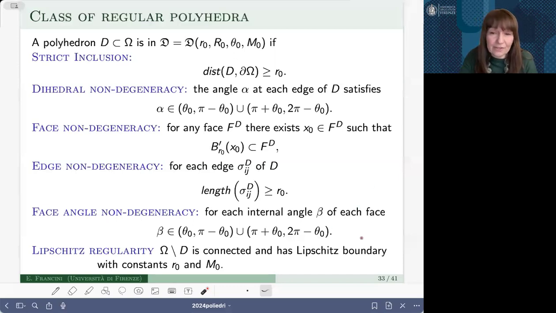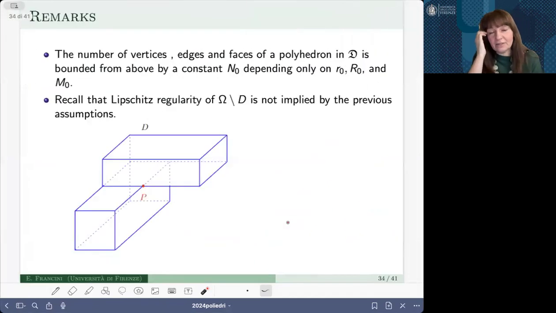On top of all these assumptions, we still need to assume that we have a Lipschitz domain. So we assume that the polyhedron is a domain and that omega without D is connected. All these assumptions give us the fact that the number of vertices, edges, and faces of the polyhedron is bounded from above by a constant.